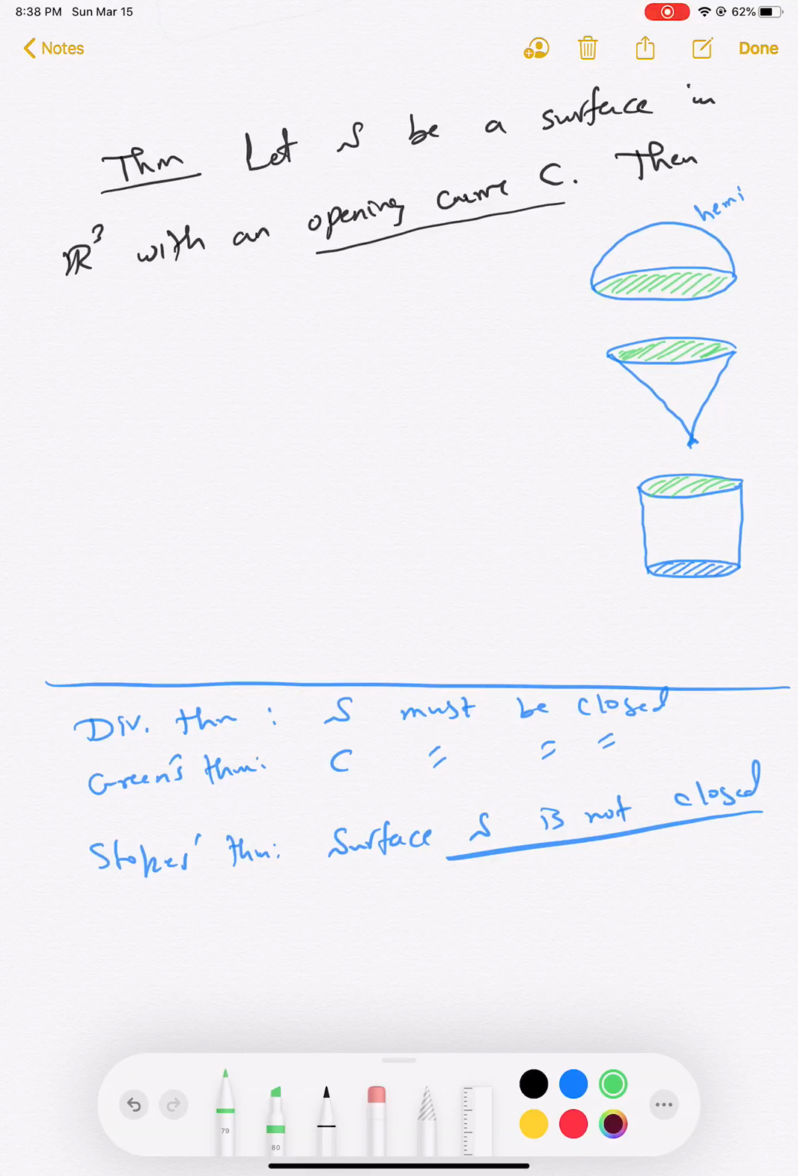Now, in the statement of the theorem, I'm saying, let S be a surface with opening curve C. So what do we mean by the opening curve? You look at your surface.